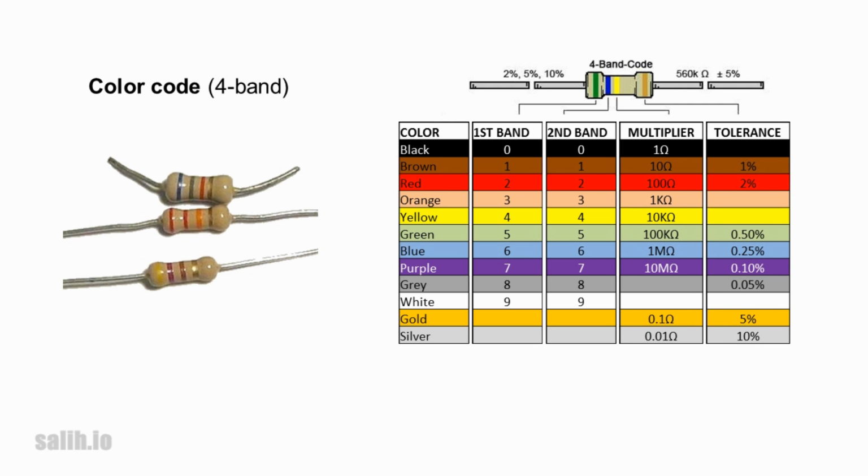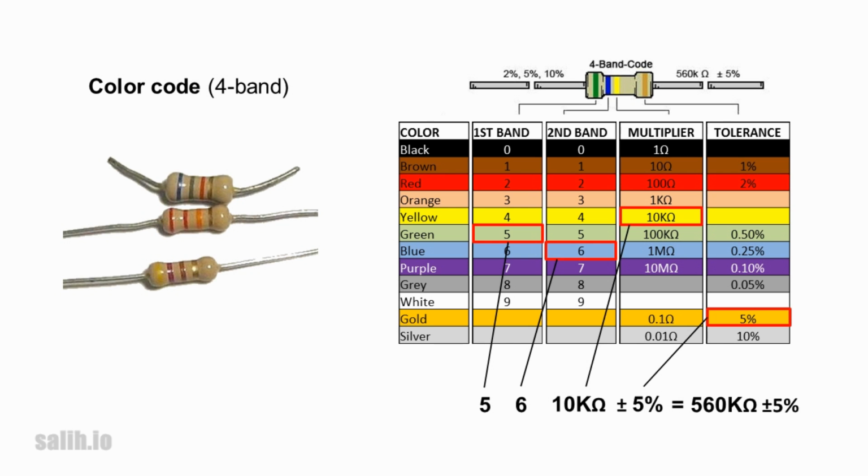For the 4-band resistor above the chart, the first band is green, giving us a value of 5. The second is blue, giving us a value of 6. The multiplier is yellow with a value of 10 kilo-ohm, and the tolerance is gold with a value of 5%. Putting all the numbers together gives us a resistor value of 560 kilo-ohms with a tolerance of plus minus 5%.